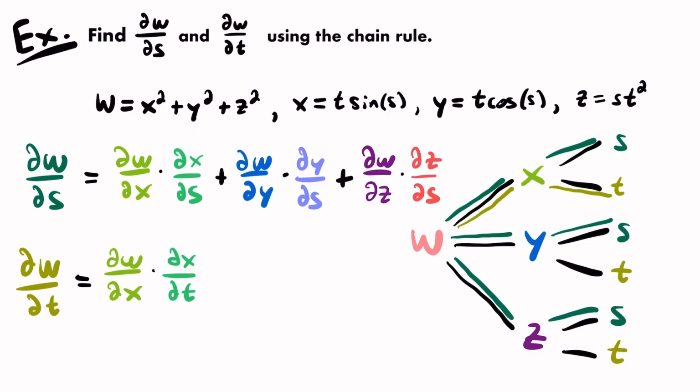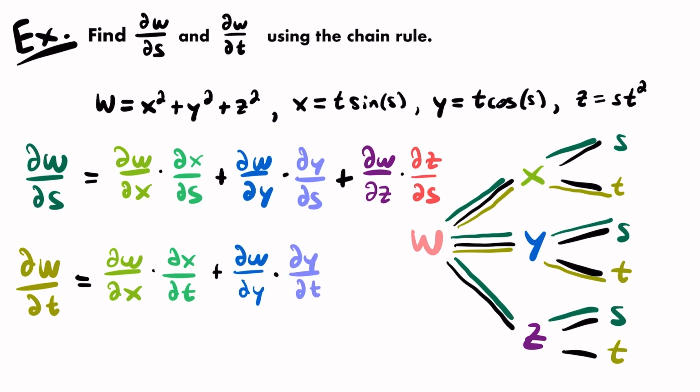and then we will add that to the next term that we'll get from the next path that takes us from w to t. So that would be this path where we go from w to y and then from y to t. So we'll take a partial of w with respect to y and then take a partial of y with respect to t. So we have a partial of w with respect to y multiplied by a partial of y with respect to t.